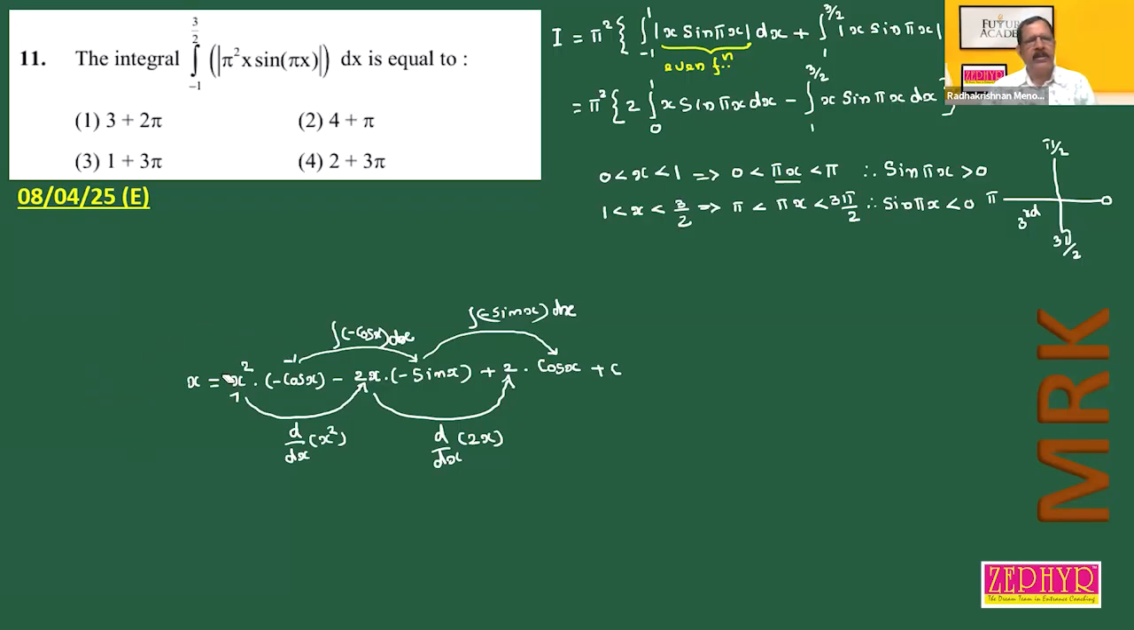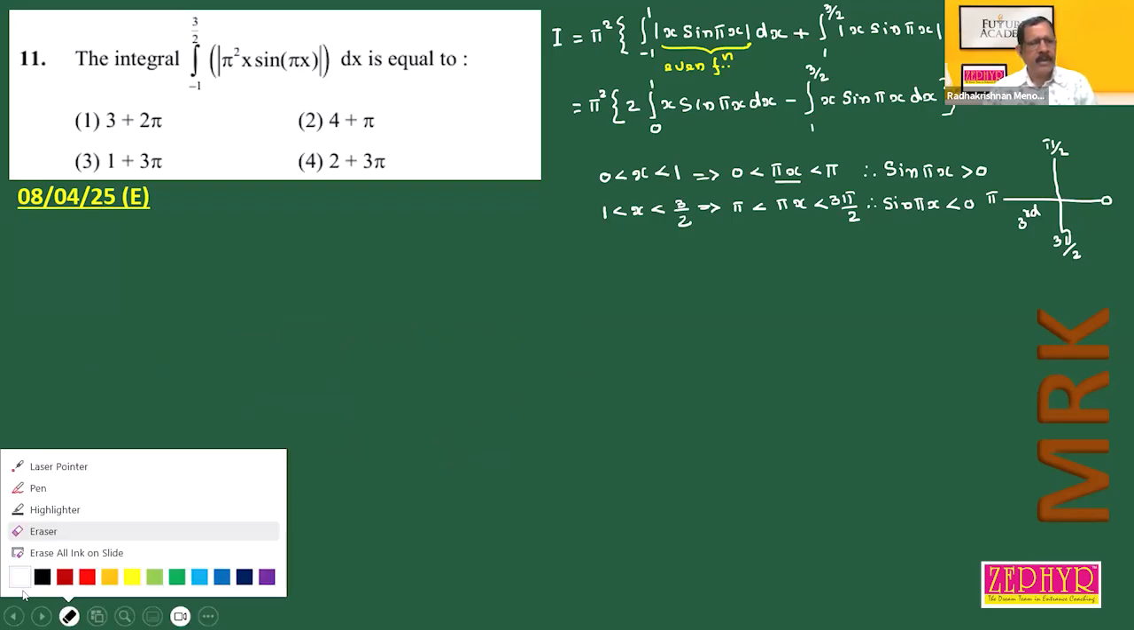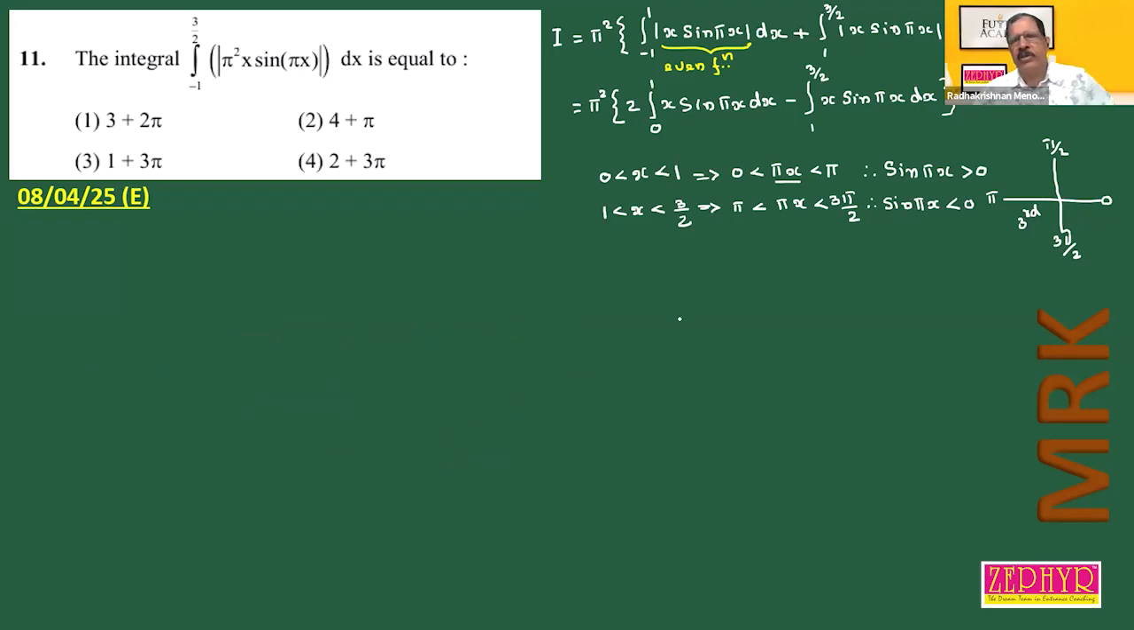So the advantage is you will be saving time. You can perform this type of operation for x sin x as well as x cos x, x into sin pi x or x into cos pi x or x into e raised to x. You can use this for all of them.